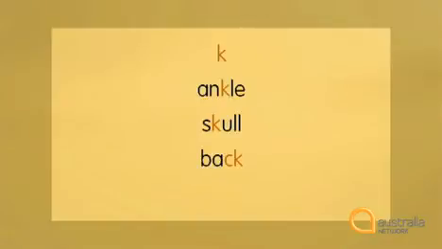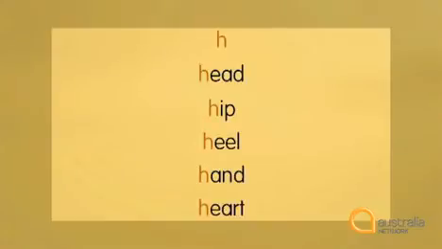Or maybe you could try to find words with similar sounds and group them together. Practicing them can also help with pronunciation. Some good examples are ch words, chest, chin and cheek, or K sounds, ankle, skull, back and knuckle. Or words that start with H, head, hip, heel, hand, heart. In this way, you'll be able to practice body parts and pronunciation at the same time. And make sure you learn the more unusual body parts as well.